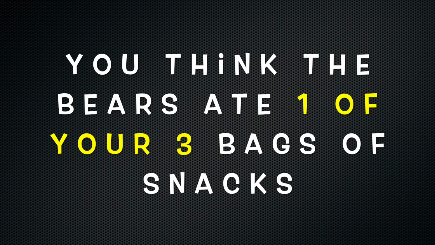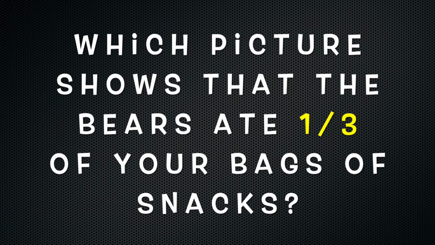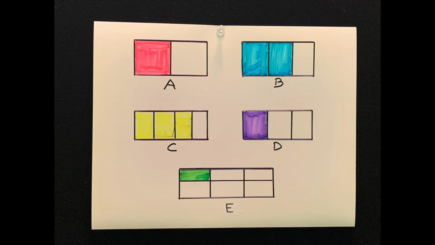Let's reread the question. You think the bears ate 1 of your 3 bags of snacks. Which picture shows that the bears ate 1/3 of your bags of snacks? Let's look at each picture carefully. Rectangle A is split into 2 parts, and one part is shaded. Rectangle B is split into 3 parts, and 2 parts are shaded.